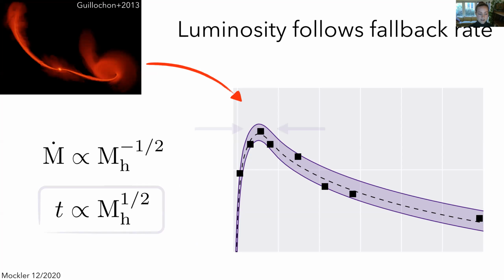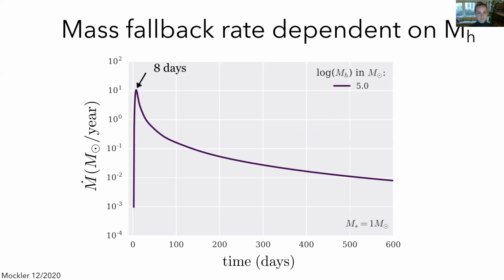We're going to focus on the time scale of the fallback rate instead of the magnitude, because there are a lot of other things that affect the magnitude of a flare than just the amount of mass. And so it's harder to constrain the black hole mass from that than it is from the time scale.